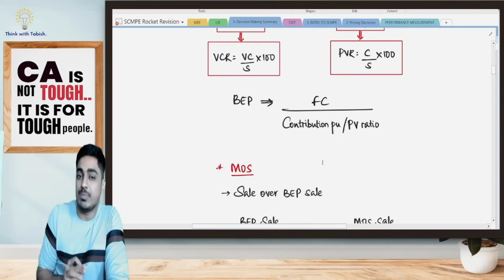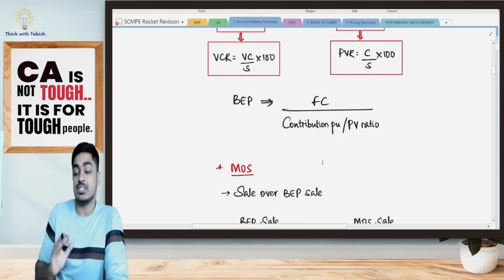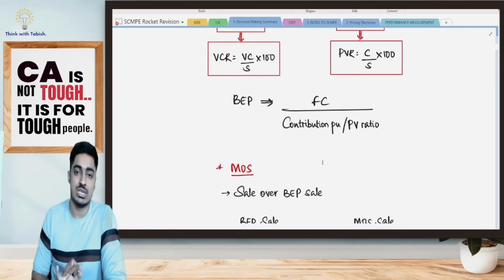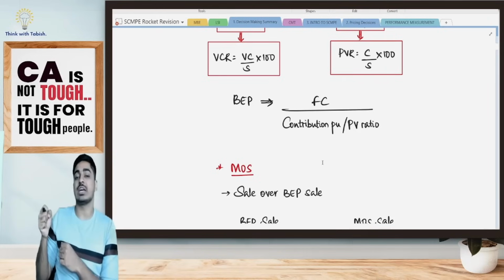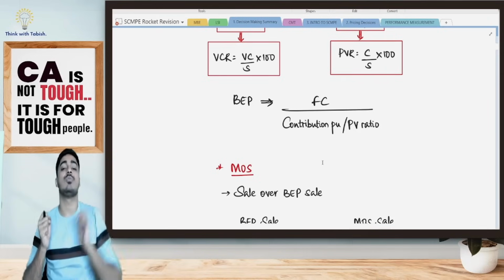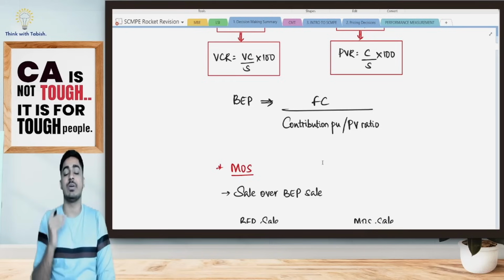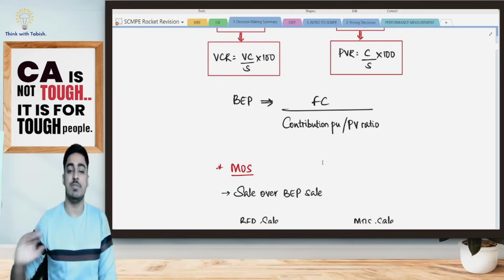Break even point. How many units should I sell so that I will reach no profit, no loss? So total, how much fixed cost should I recover? Divided by, if I sell 1 unit, how much contribution am I getting? Fixed cost divided by contribution per unit, or else my PV ratio.